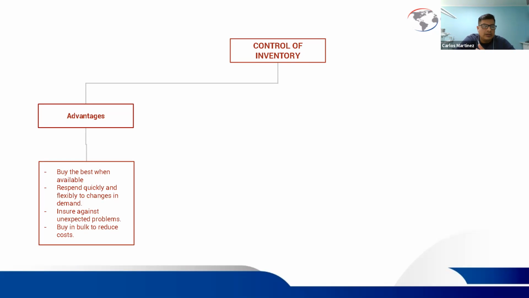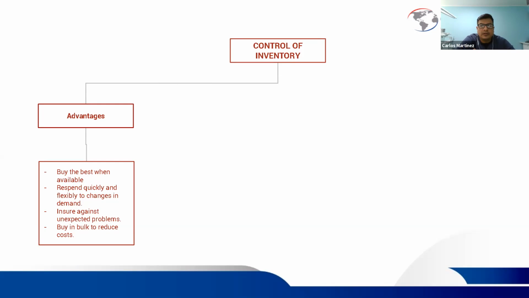Respond quickly and flexibly to changes in the demand. Okay, so if we take control of our inventory, then we know that okay, I'm running out of something, so immediately I go and find it and look for it, or I need to modify a certain product. If I am controlling my inventory, then I will be able to make these decisions on the spot.